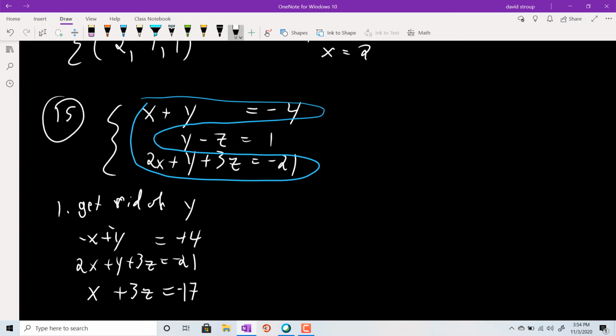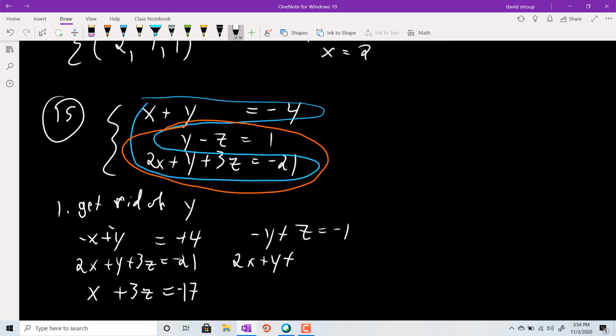The other 2 equations I can use then would be the second and third, right? And if I multiply the first by negative, I'll cause a cancellation. So again, negative y plus z equals negative 1. And the other equation, 2x plus y plus 3z equals negative 21. Add those up, you get 2x plus 4z equals negative 23.